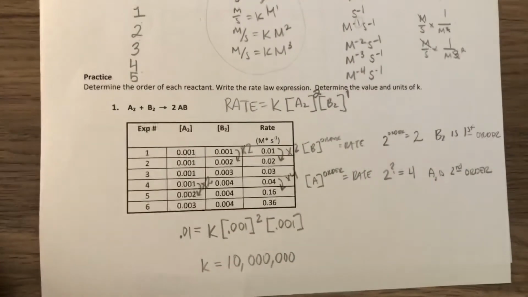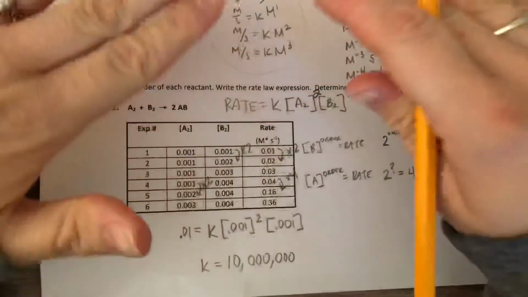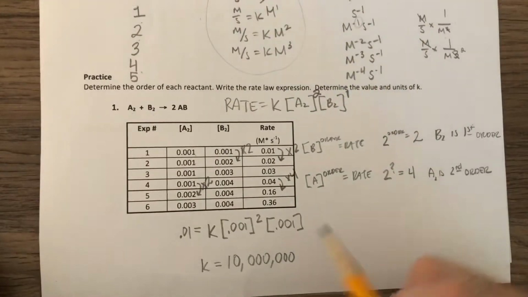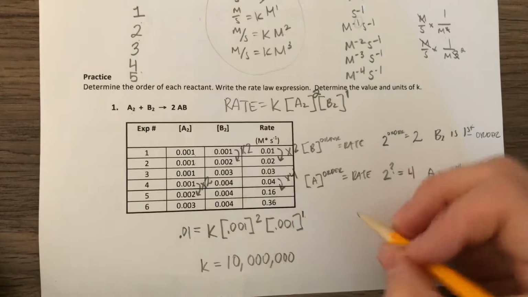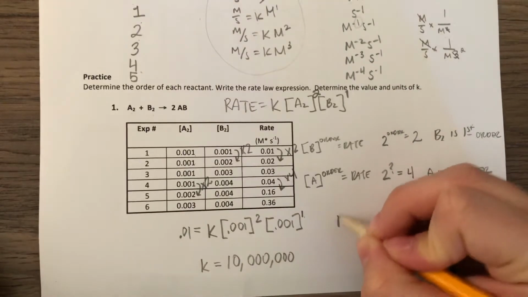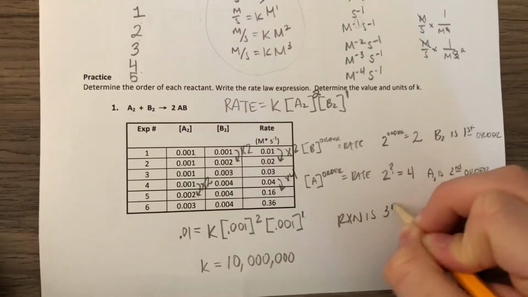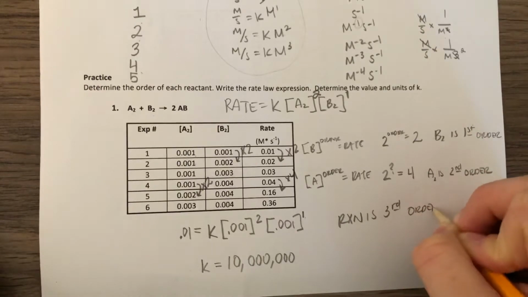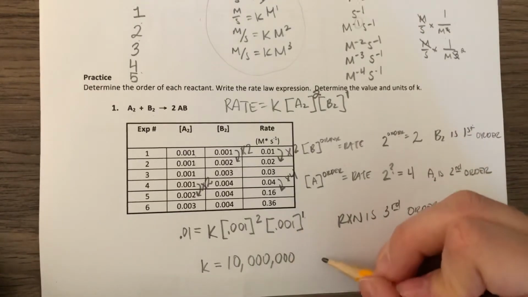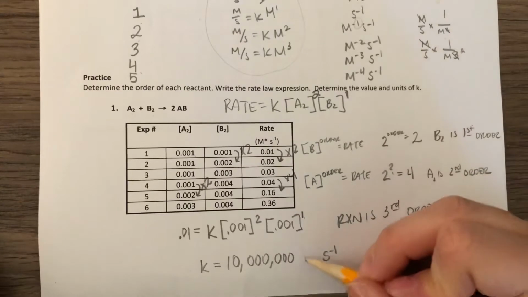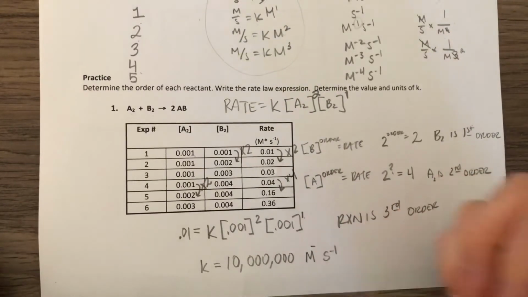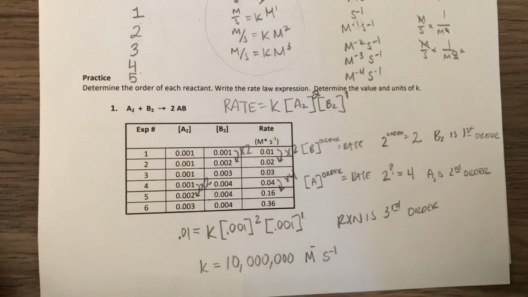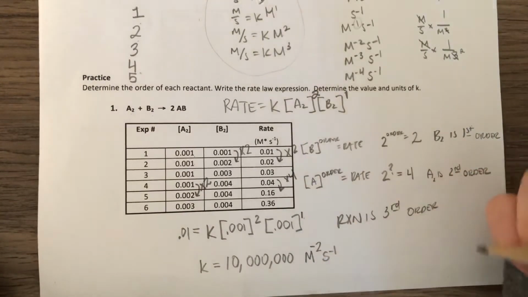Now, let's think about the units of K without looking up top. So this overall reaction is third order because 2 plus 1 equals 3, right? So the reaction is third order. Now, we know that K always has seconds to the -1 and molarity to the negative something. That something is 3 minus 1, 2.